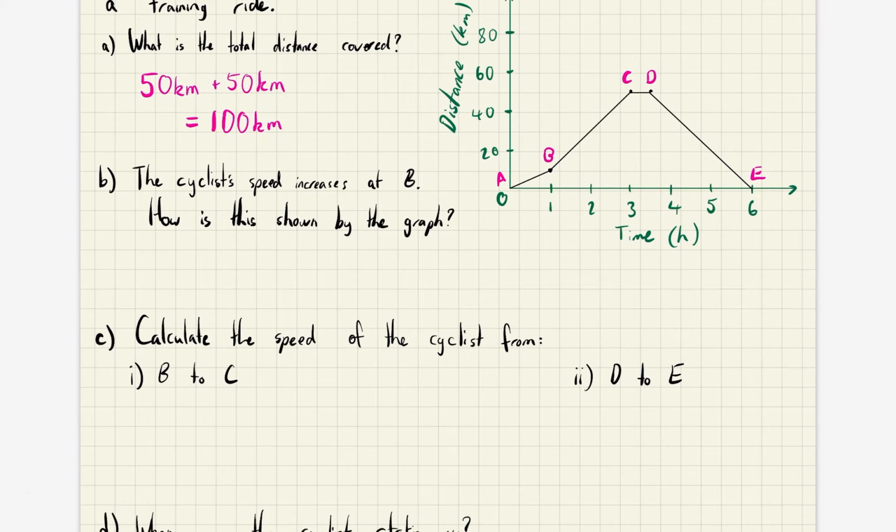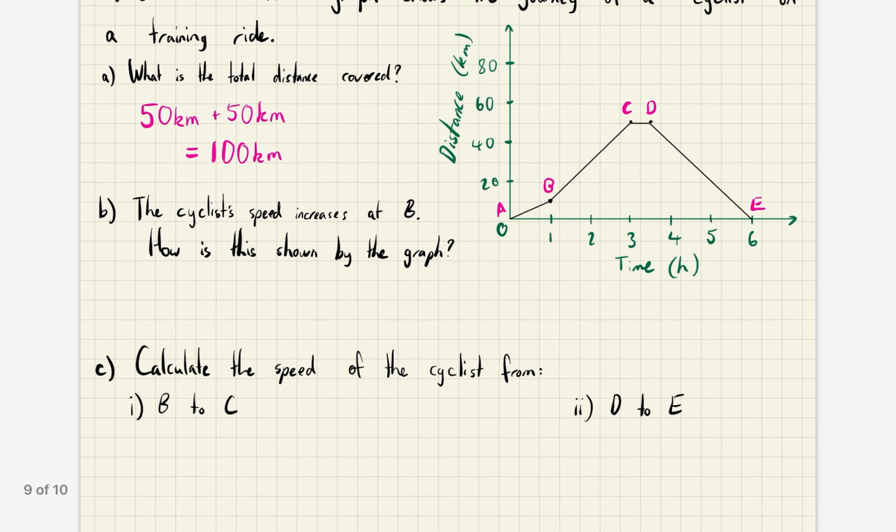Part B says the cyclist's speed increases at B. How is this shown on the graph? Okay, so you can see that they're travelling along here, and then now we've got a steeper incline, and that's how we know, because the graph is steeper.